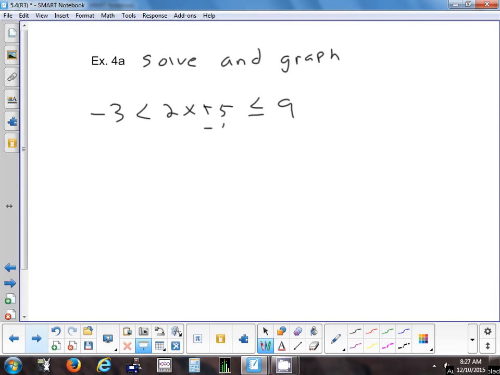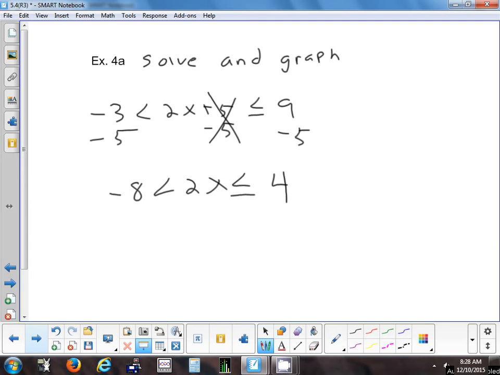Perfect. Subtract 5, and I'm going to do it on the left and on the right. So that's gone. Now I subtracted. Do I flip my signs when I subtract? Nope. Keep that. What's negative 3 take away 5? Negative 8. 2x is left in the middle. And then 9 take away 5 gives me 4.